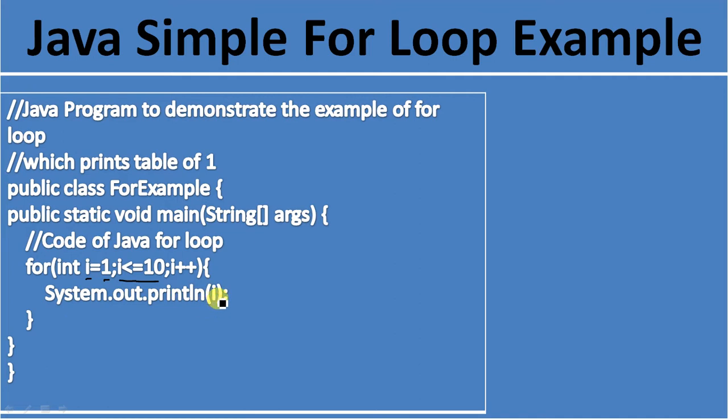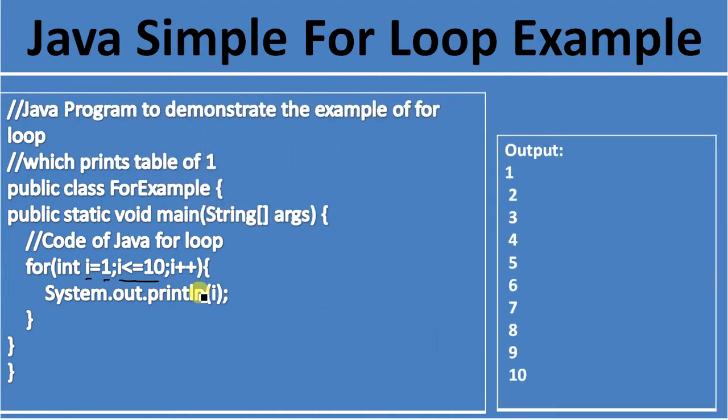So how will this loop work? The output of this loop will be the numbers from 1 to 10. First, i equals 1. It will check the condition. The value of i is 1, and 1 is less than or equal to 10. The condition is true, so it prints the value of i. It will print 1.